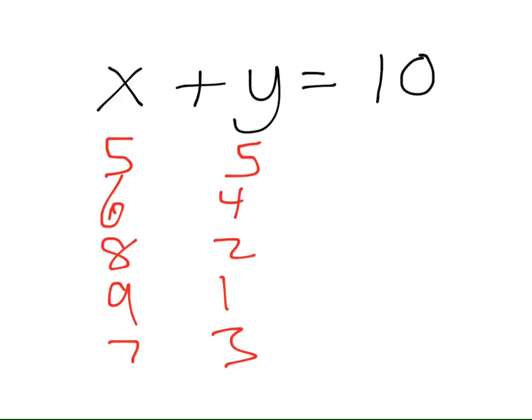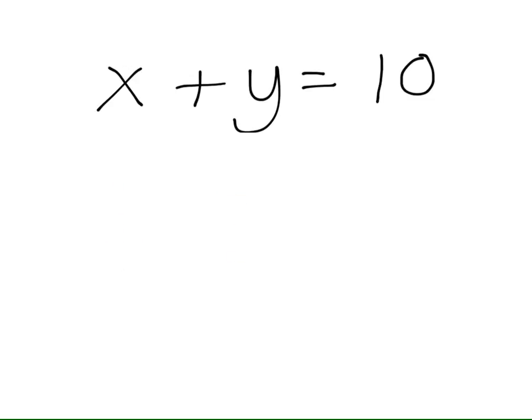Now, what if, though, I put some restrictions on it? Like, for example, I said, okay, x plus y equals 10, and x minus y equals 3. Could you think of an answer that works for both of these? It means it works for this one, and it works for this one.